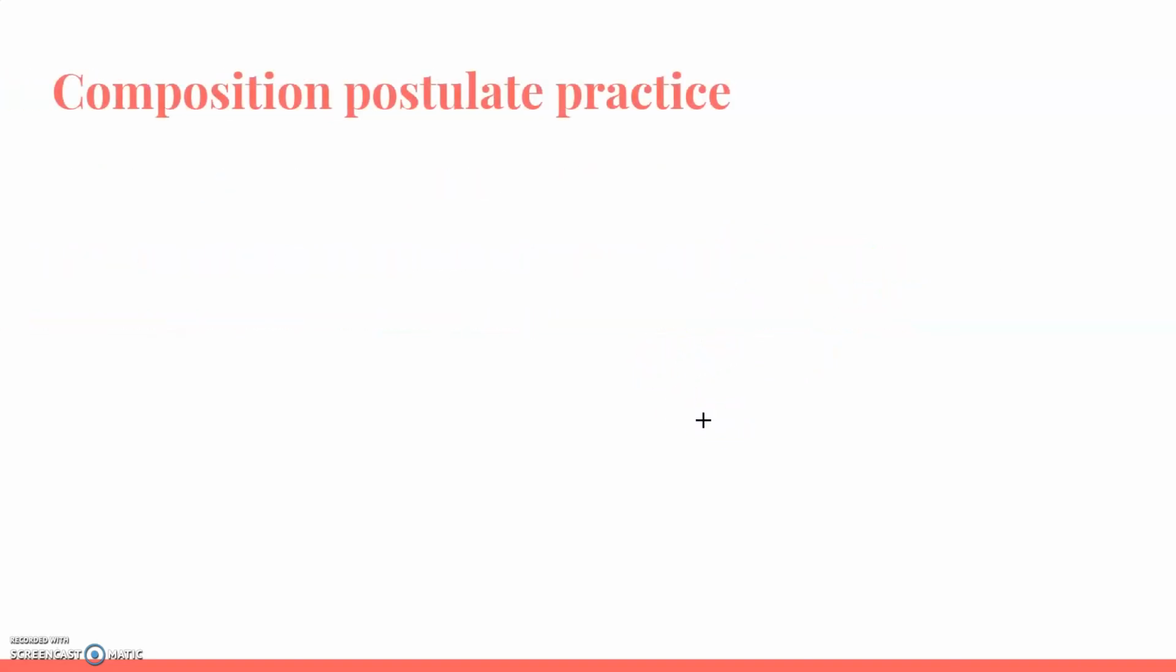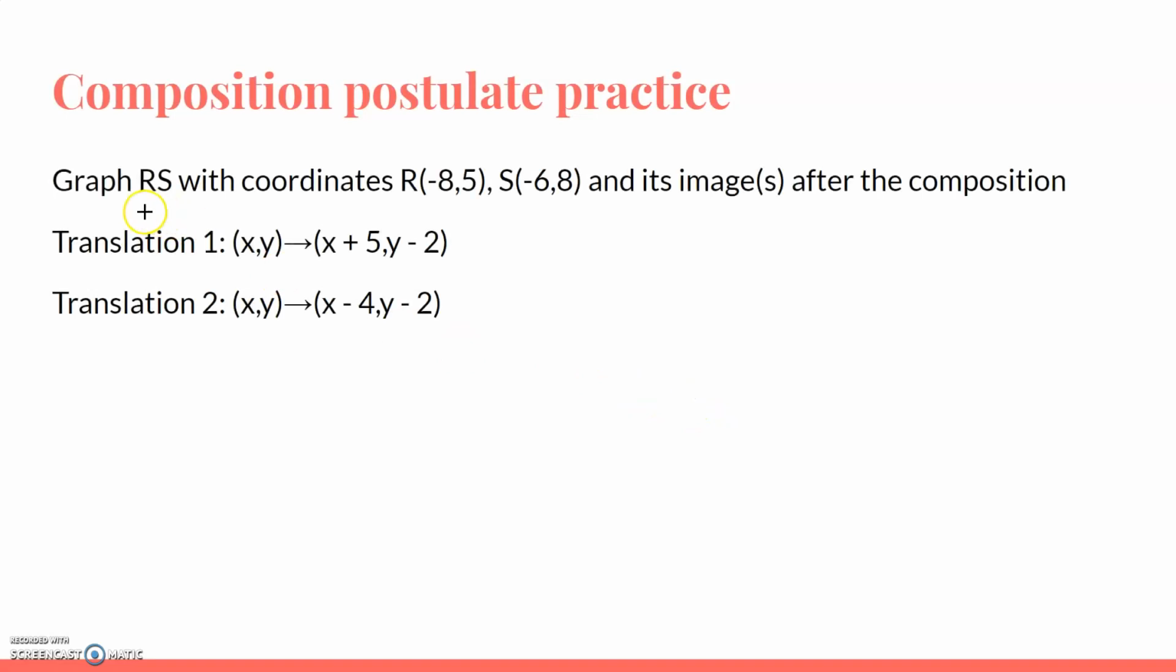Alright, so composition postulate practice. Graph RS with coordinates R (-8, 5), S (-6, 8), and its image after the composition. Translation 1: (x, y) goes to (x + 5, y - 2). Translation 2: (x, y) goes to (x - 4, y - 2). Pause the video, give it a shot, and then come back for the right answer.